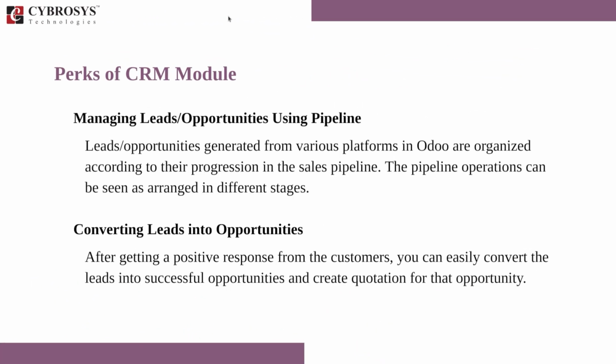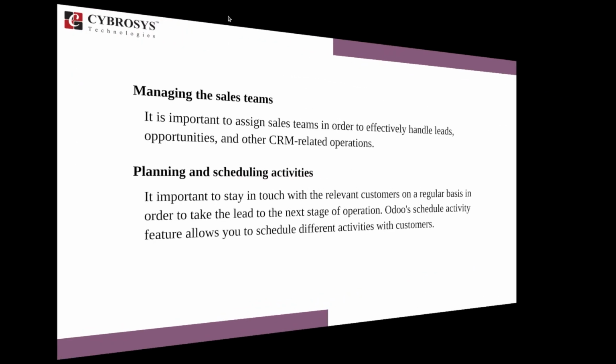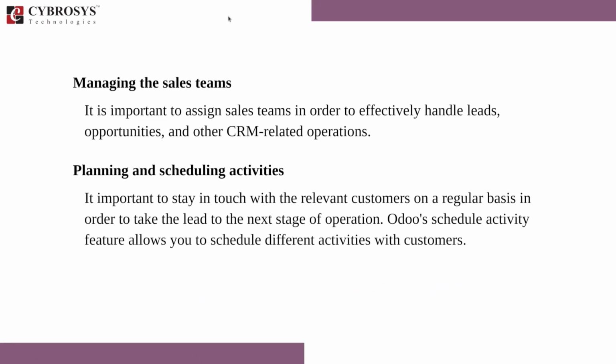The first one is managing leads or opportunities using the pipeline. As we said, the leads or opportunities generated from various platforms in Odoo are well organized according to their progression, and the pipeline operations can be seen arranged in different stages. Next, converting leads into opportunities. After getting a positive response from the customers, you can easily convert the leads into a successful opportunity and create a quotation for that opportunity. And the next one is managing the sales teams.